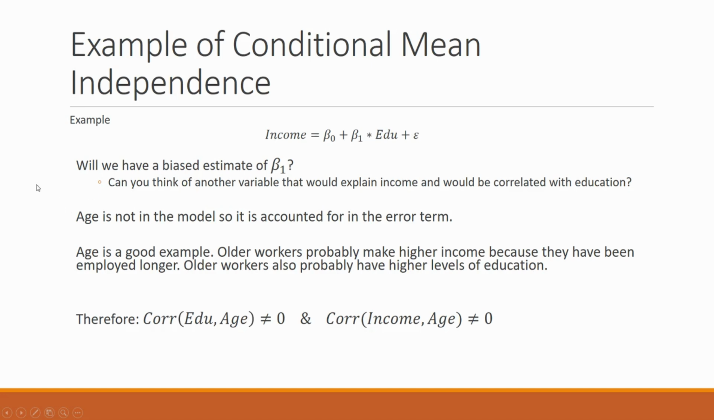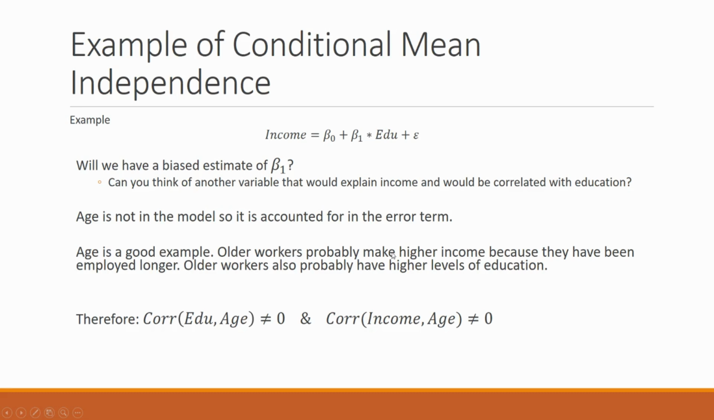If we're asking ourselves that question, we need to think: can we think of another variable that would explain income, be correlated with income, and would be correlated with education? Because in this simple model, every other variable is in the error term. All variables other than education are in that error term. So here's an example: age. Age is not in the model, so it is accounted for in the error term. And so age will be a good example of something that could cause bias.